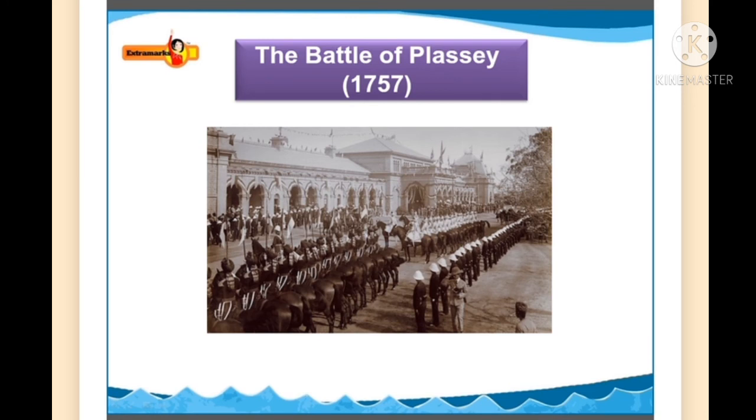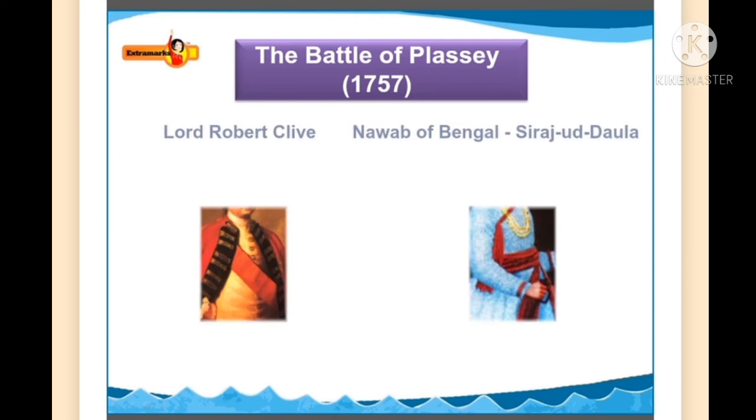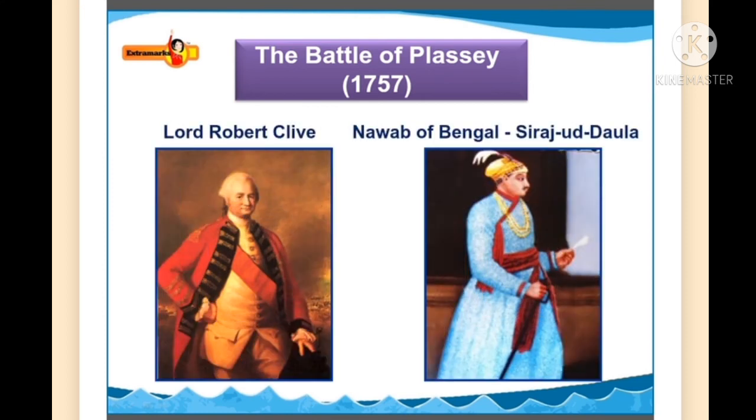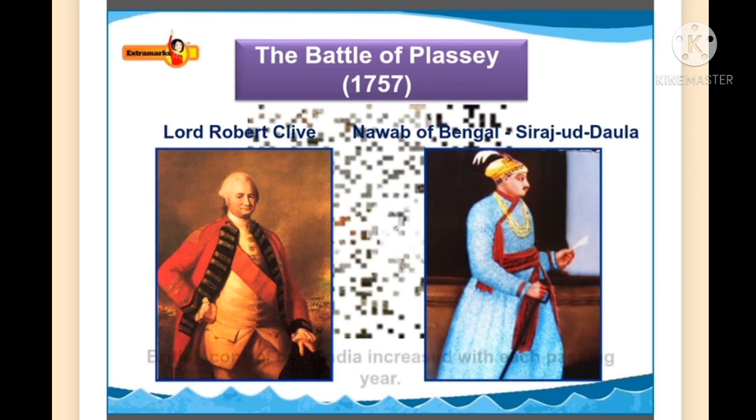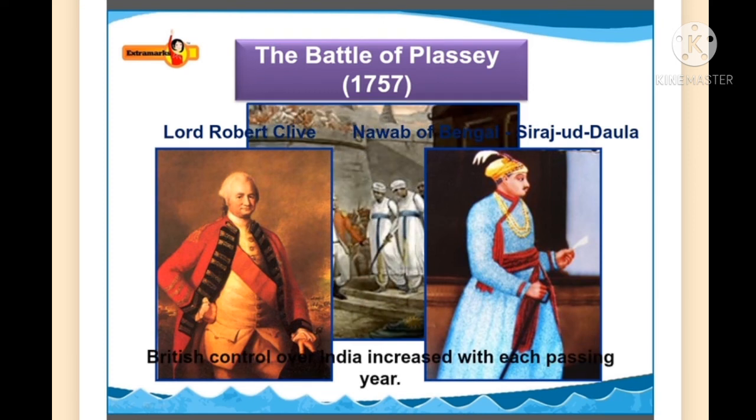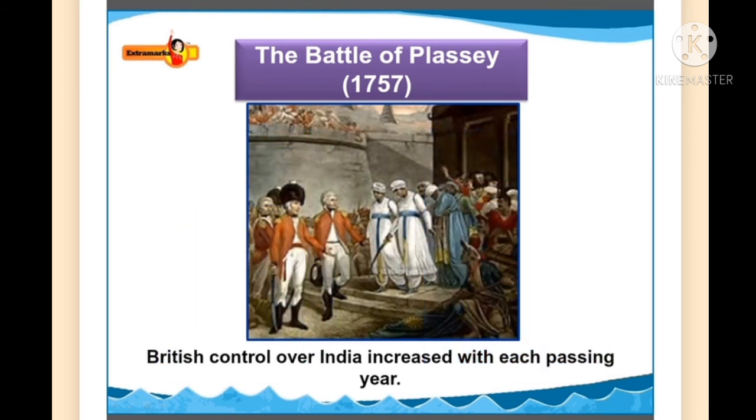Some kings and Nawabs did not like this increasing control of the British over their territories. The results were obvious: wars. The first major battle won by the British was the Battle of Plassey in 1757. In this famous battle, Lord Robert Clive defeated the Nawab of Bengal, Siraj-ud-Dowlah. From this point on, the British control over India increased with each passing year.